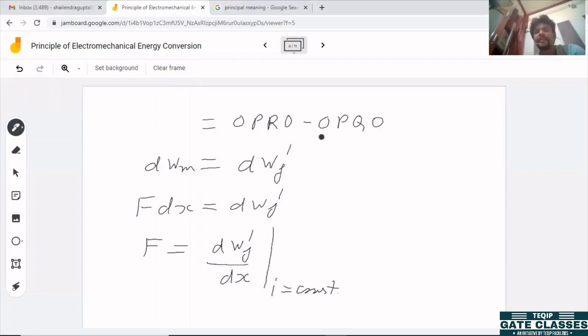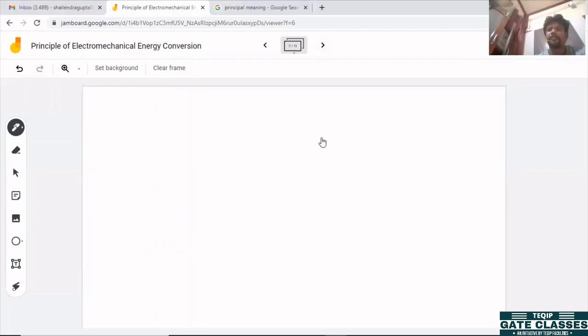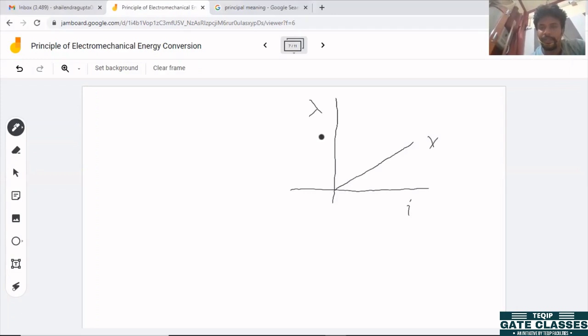So force is acting on the movable device such as to increase the co-energy of the system. The same system can be studied in different terms. If we just try to maintain the flux to be constant, I will just show you the process. Let us say this is for the initial x and this is for the displaced. So what we are doing, we are maintaining the lambda to be constant throughout the displacement of the plunger.